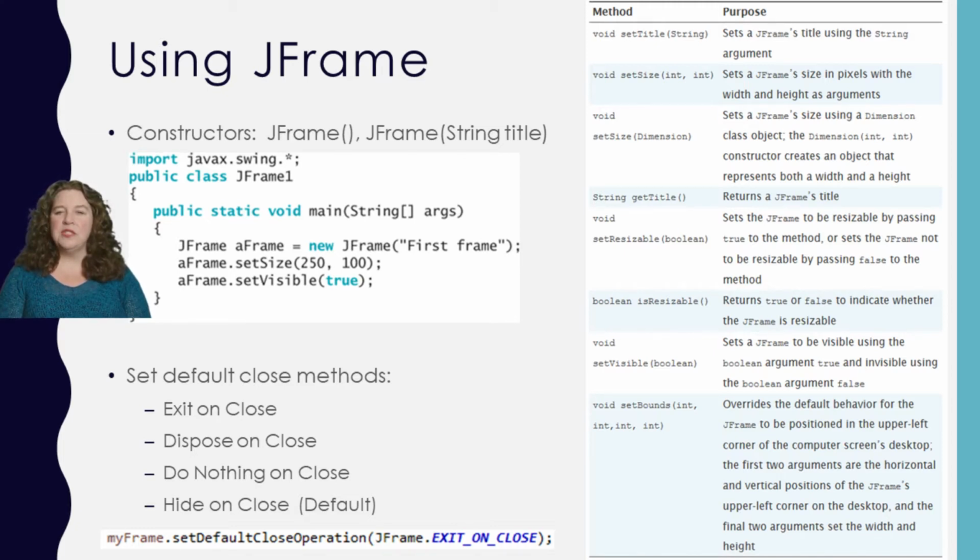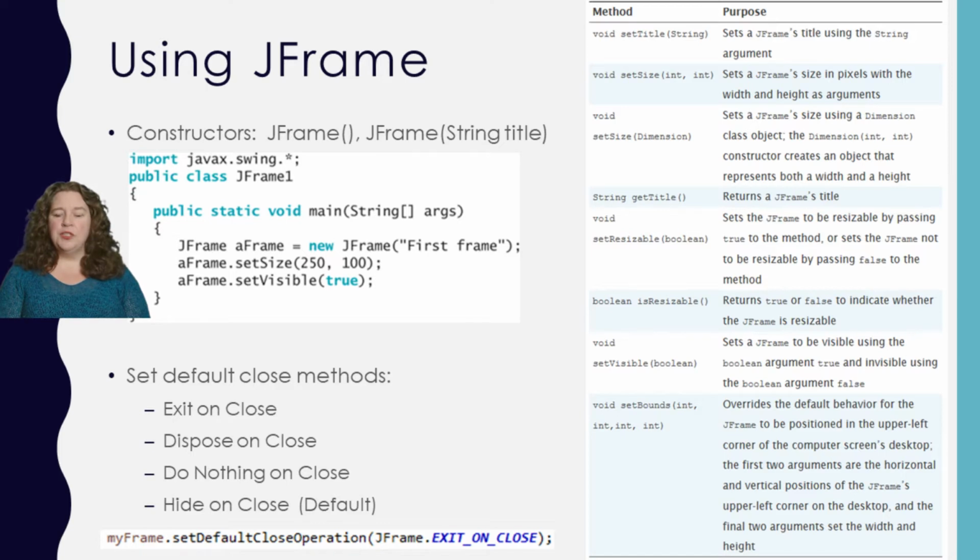And this is different than the rest of the events we're going to be playing with. So for the close options, play around with the four of them and see which one you like best and how you like to use them. I've also included here a couple of the methods that you can use with a JFrame. And you'll want to read through there and play around a little bit and see what the different methods do.